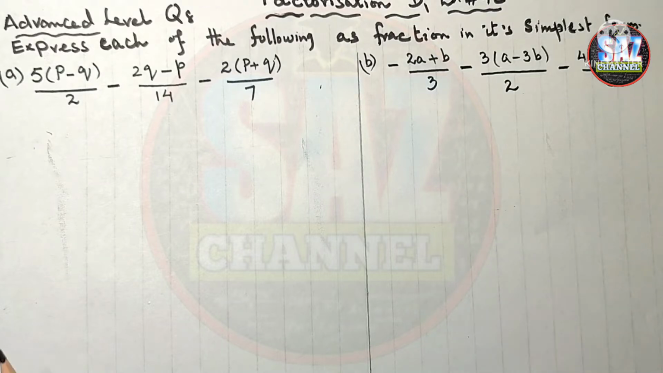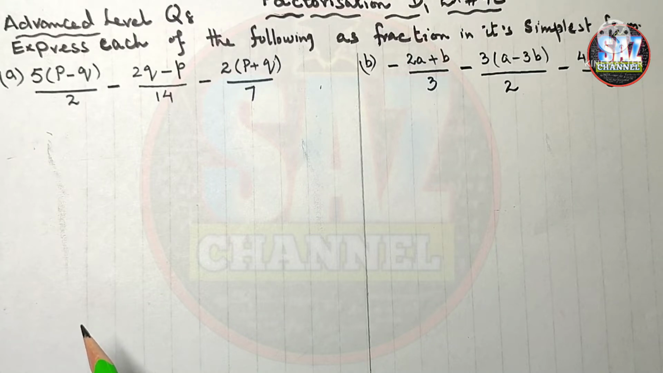And the second important thing is that we should have a good command of the rules of integers: when a negative sign is multiplied by a positive sign, what will be the answer, and when a negative sign is multiplied by a negative sign, what will be the answer. So keeping these points in mind, let's begin today's class.